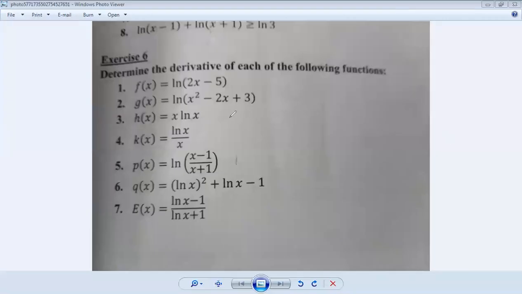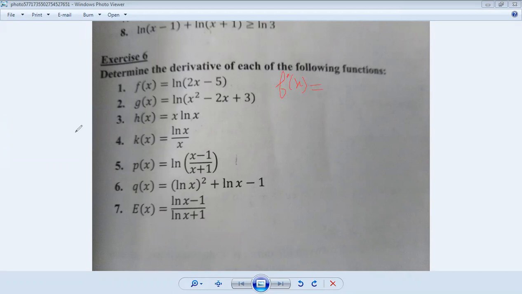Determine the derivative of each of the following functions. f of x equals ln of 2x minus 5. The derivative, f prime of x, is equal.